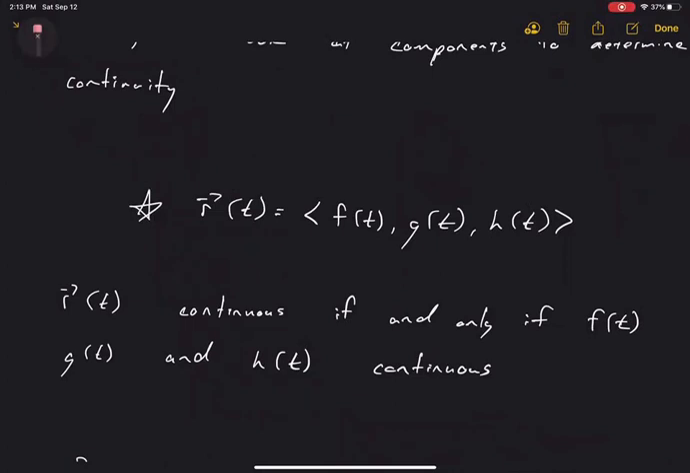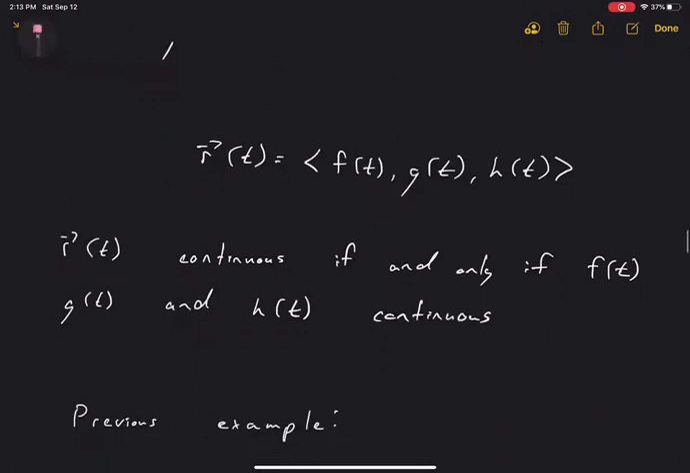You don't need to worry about my diction. What I want you to know is that if these components are continuous, then the vector valued function as a whole is continuous. And it works in reverse too. If I know the vector valued function is continuous, that means all these components are continuous. That's what if and only if means. It goes both directions.